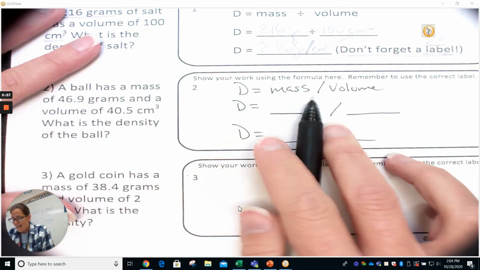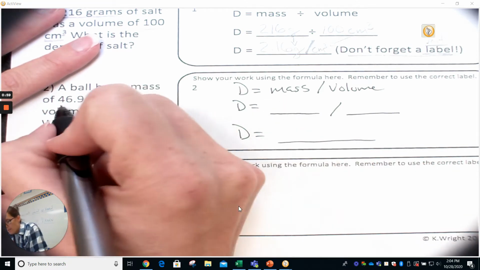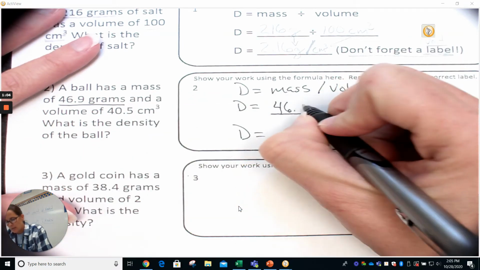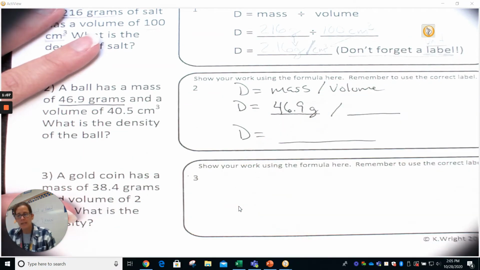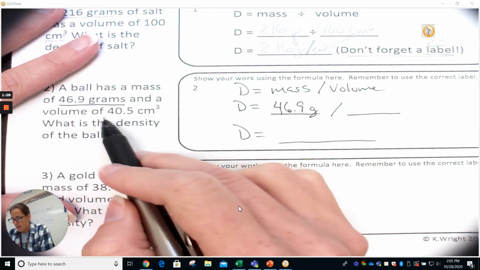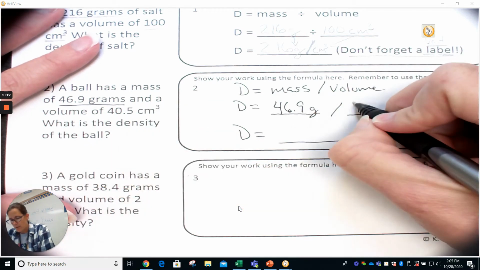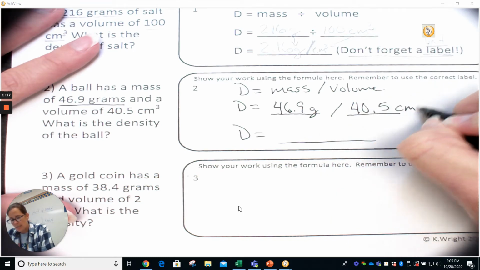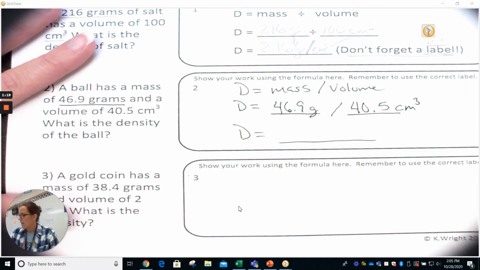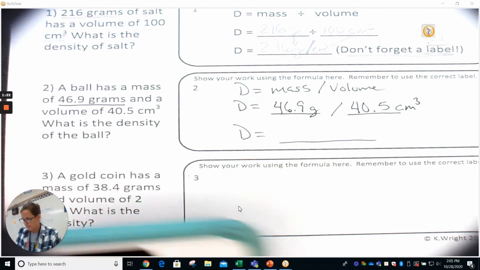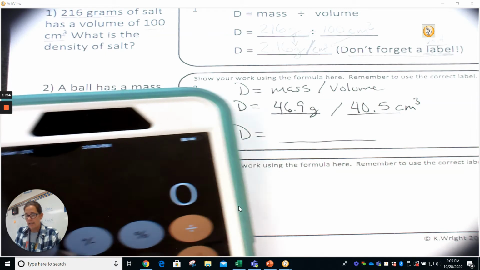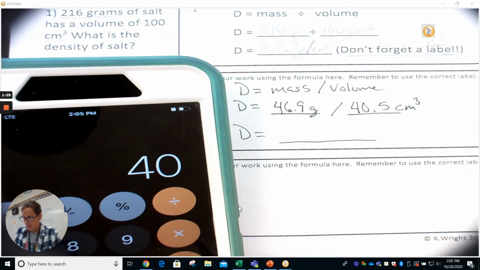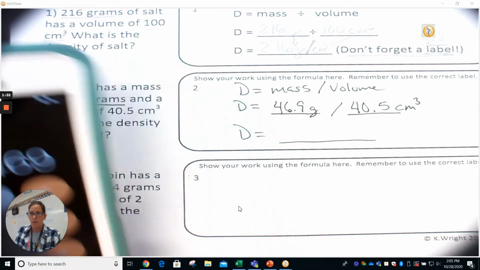So let's look at this again. We need to find our mass. Remember, grams is our giveaway for mass. So 46.9 grams. So there's my unit. And a volume of 40.5. So that's my volume, 40.5 centimeters cubed. Okay, so there's my unit there. Now I need to plug this into my calculator. I've got 46.9 divided by 40.5, and that's going to equal a big old long number.